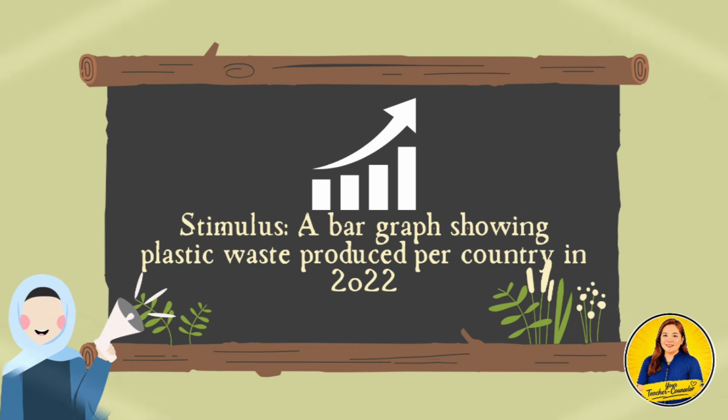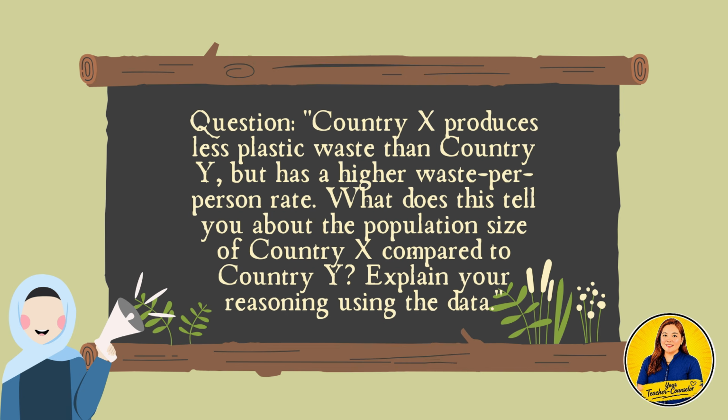The stimulus for this example is a bar graph showing plastic waste produced per country in 2022, a real-world, relevant topic that immediately grounds the question in something students can visualize and care about. Based on this stimulus, the question reads, "Country X produces less plastic waste than Country Y, but has a higher waste per person rate. What does this tell you about the population size of Country X compared to Country Y? Explain your reasoning using the data."